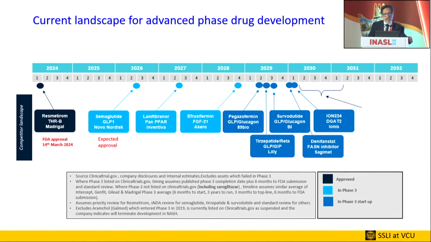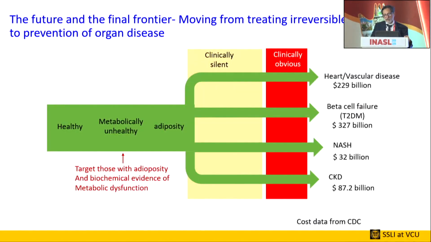And if you look at the current landscape, we have the resmetirom approval, semaglutide expected approval, lanifibranor will read out. Then we have efruxifermin. There's a whole bunch of additional molecules coming down the pike. And then there's denifanstat. There's a typo here. Pegozafermin is not a GLP glucagon. Pegozafermin is a FGF21 molecule. There's survodutide. And then, of course, there's denifanstat, which is a fatty acid synthase inhibitor. So very, very active pipeline. The molecules are looking very good.